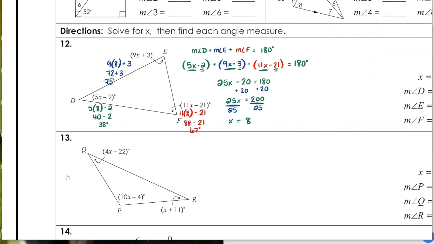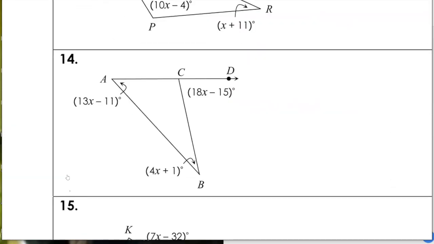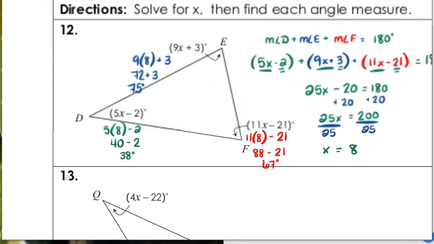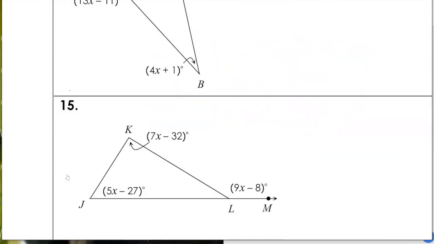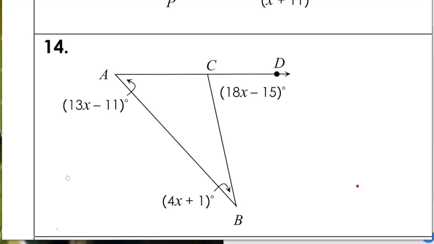Yep, now we're going to do 14, because 13 is just what we did on 12. Is that all right? Okay. Yes, sir. You can always go check my completed notes. It'll be on there for you.